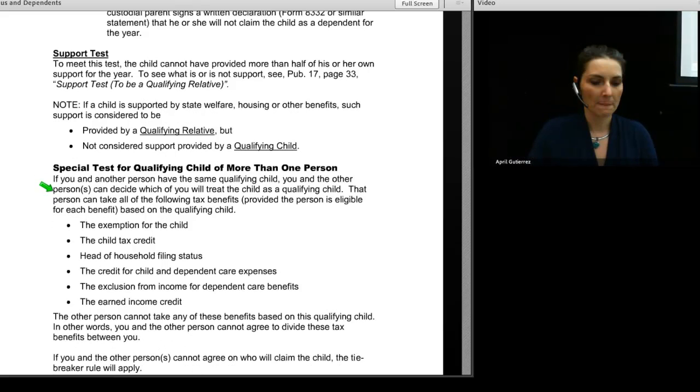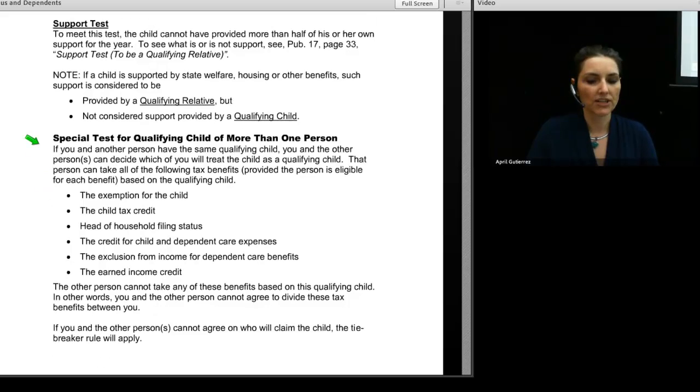That does come up. Special test for qualifying child of more than one person. If you and another person have the same qualifying child, you and the other person can decide which of you will treat the child as a qualifying child.